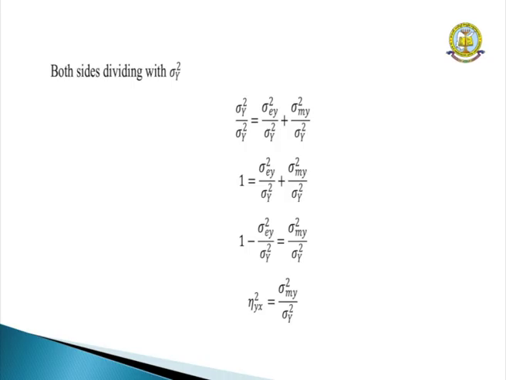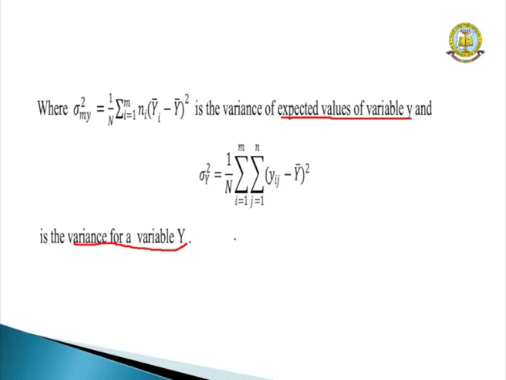1 by n into summing over i takes values 1 to m, n i into y i bar minus y bar whole square, is the variance of expected values of variable y. Earlier we discussed this. Sigma square m y is what? Expected values of variable y.